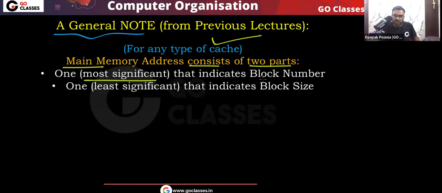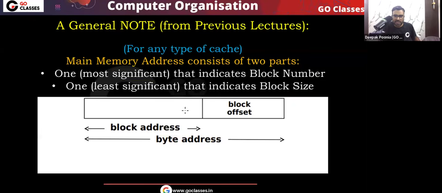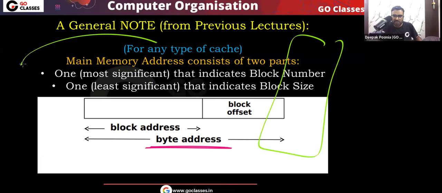The most significant part indicates the block address or block number, and the least significant part indicates the block size or block offset. So you can see in this diagram here that the address, the memory address, the byte address, because the CPU will generate a byte address. By default, main memory is byte addressable. So for every byte, there is an address. So when the CPU generates an address, on that address you will find a byte.